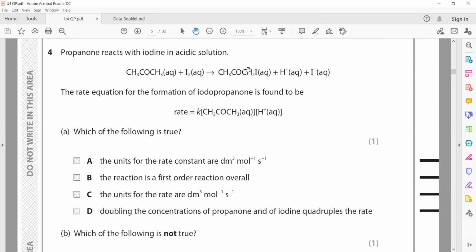Propanol reacts with iodine in acidic solution. The rate equation for the formation of iodopropane is found to be given. So you can see the rate of the reaction involves the substances which are involved in the rate determining step. So hydrogen ion is there and propanol is there. Which of the following is true?